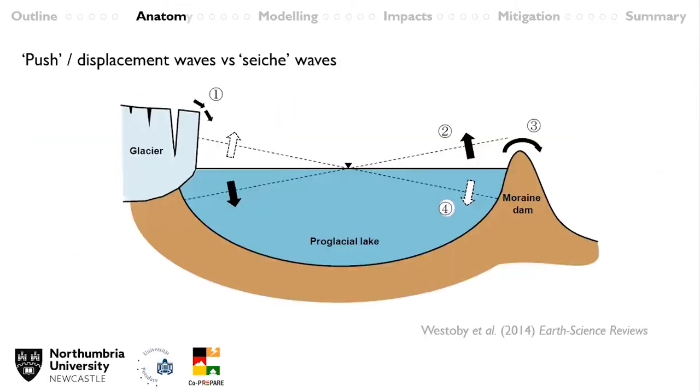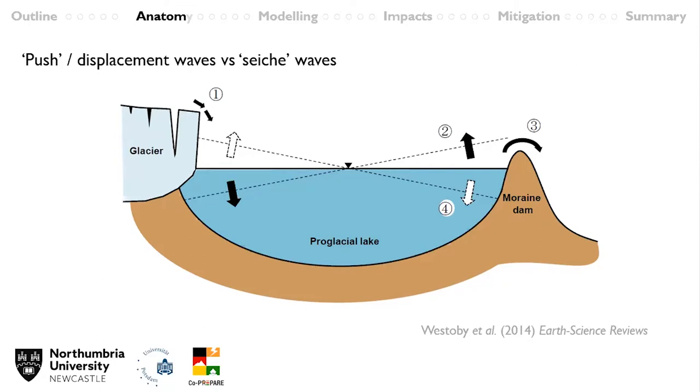There's a distinction to be made between push waves, or displacement waves, and seiche waves. When a large mass enters a water body, either it displaces the surface of the water, and what we get is a push wave or a displacement wave, or if the mass is large enough and enters the lake fast enough, it can actually mobilize the entire water volume in that lake. It's kind of like sitting in a bathtub too quickly, where everything sloshes up and back again, and you get that sloshing effect occurring in glacial lakes.